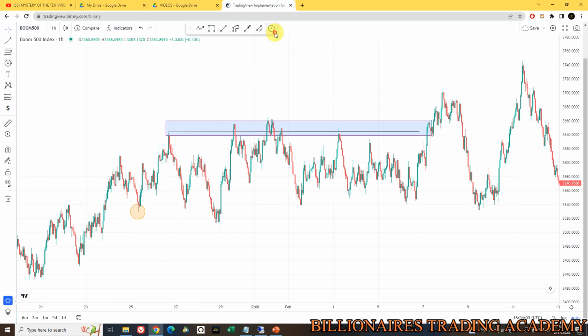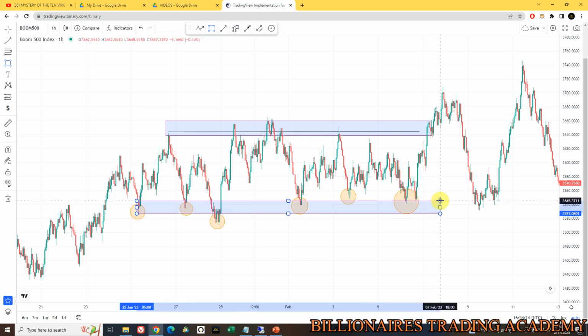1, we have this point. 2, we have this point. 3, we have this point. 4, we have this point. 5, we have this point. 6. So you see, in as much as this was the extreme, if you are marking support and resistance levels, we'll use this zone.